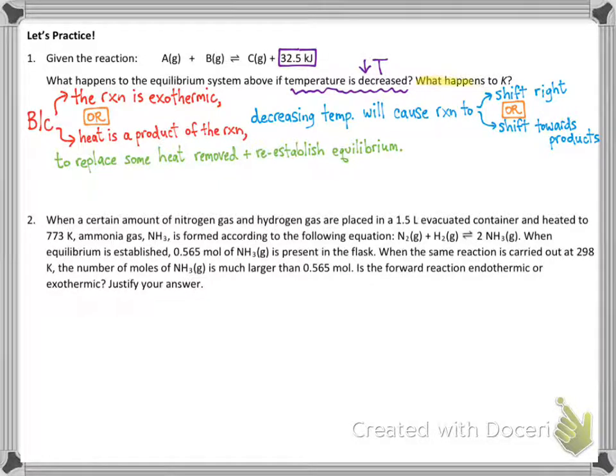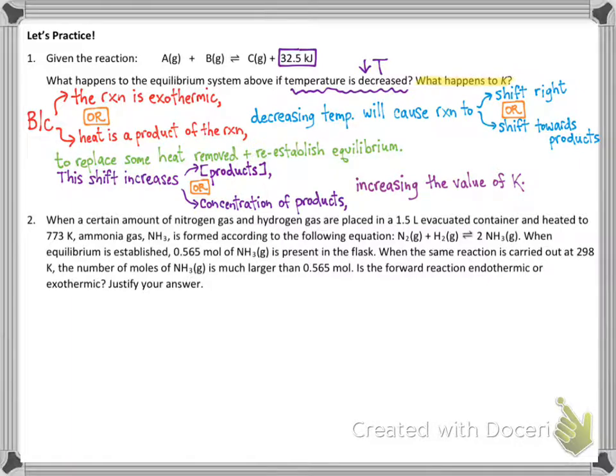They said, what happens to K, your equilibrium constant? Well, since we know what direction the reaction shifted, shifting right will increase your products and decrease your reactants, increasing the value of K. Okay, I know this looks a little bit messy, but I wanted to make sure you knew that you have options for your explanations.